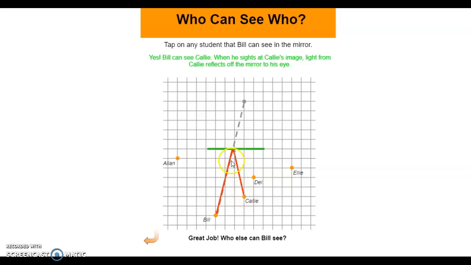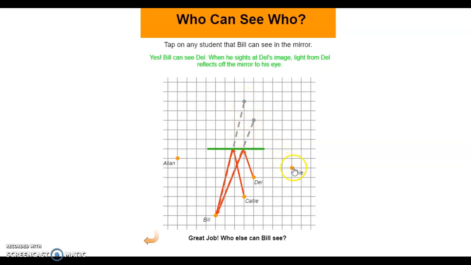Okay, he can see Callie because there's this angle here in the mirror. And this is where she would appear to be to him in the mirror. And same thing for Dell. Dell is able to be seen in the mirror. And the way you can tell this is, look. Follow this line here. 1, 2, 3, 4, 5 squares.